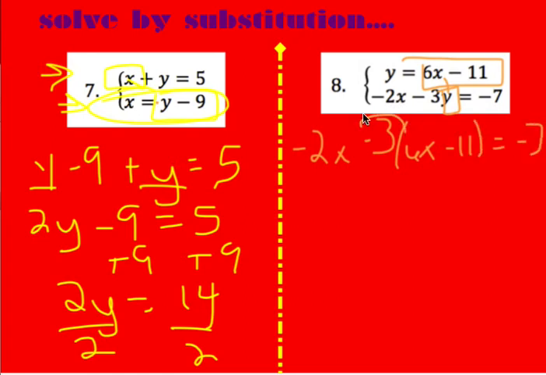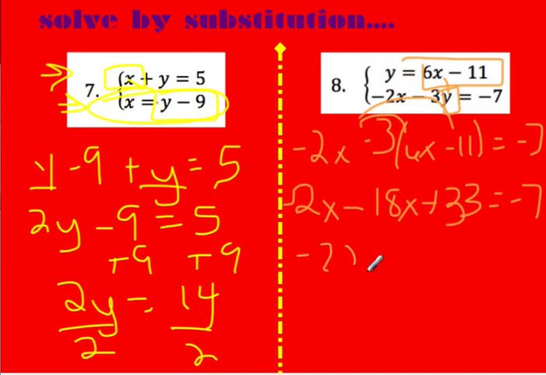Now I'm going to take that negative 3 and distribute it in. So I have negative 2x. Negative 3 times 6x is going to be negative 18x. Negative 3 times negative 11, a negative times a negative is a positive, and that's going to be 33. Now that's going to be equal to negative 7. Negative 2x minus 18x, when you add two negative numbers together, they get more negative.